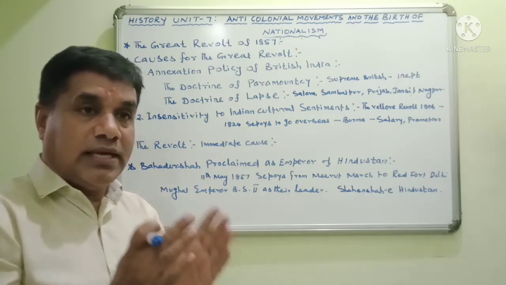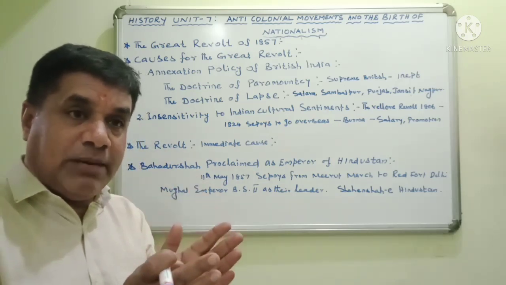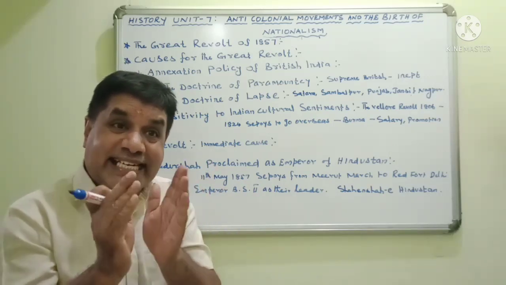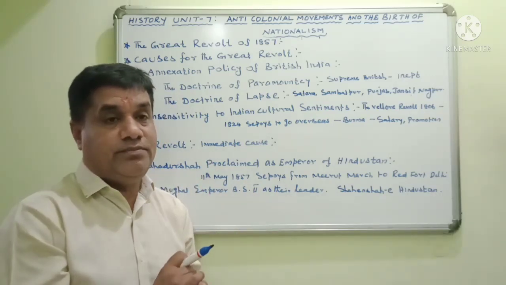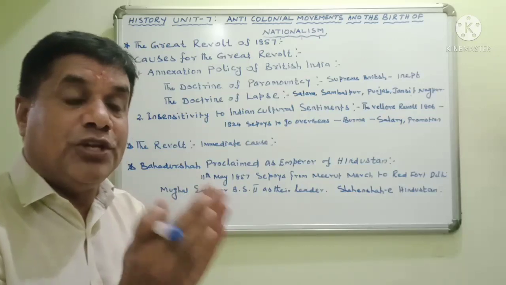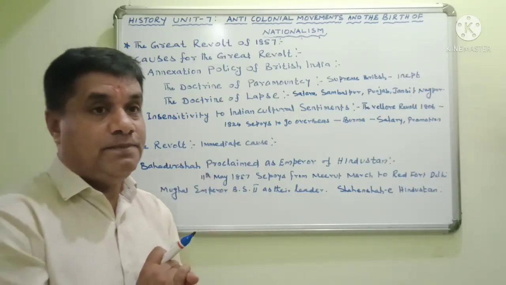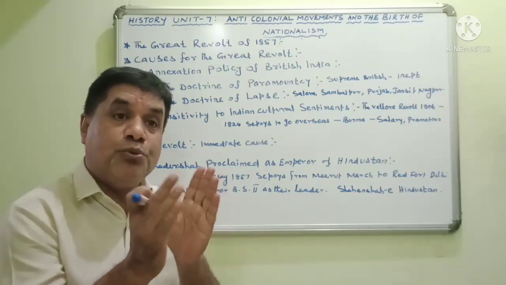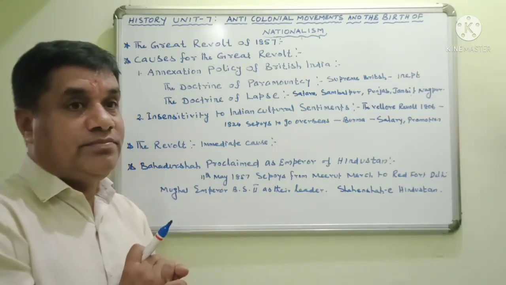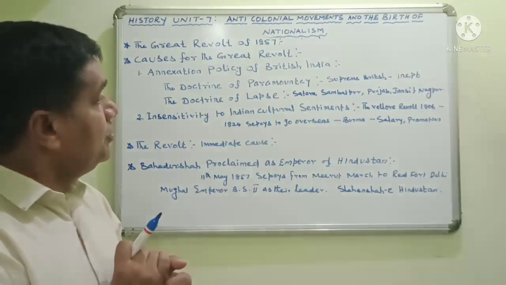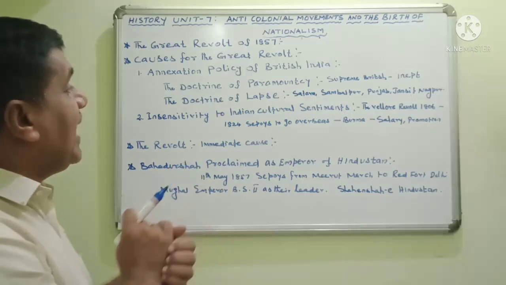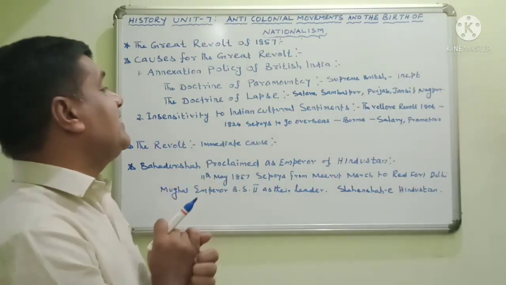So the cow was a sacred animal of Hindus and pig was detestable by the British. Detestable means verup. Sacred means punidamana. So both Hindus and Muslims avoided using these cartridges.